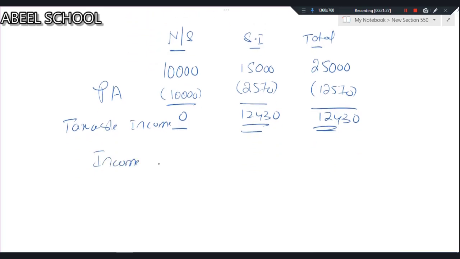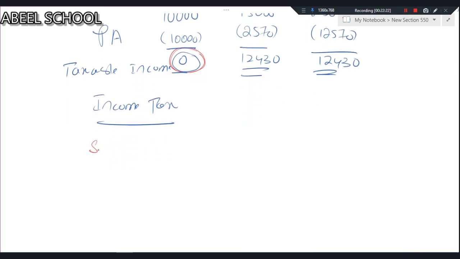Let me put the heading income tax. Now dear students, listen carefully. In this question, taxable income after deducting the personal allowance in the column of non-saving is 0, which means that the entire 5,000 starting rate band is available to this individual for saving income. This individual is entitled to get the complete starting rate band of 5,000 because non-saving did not use any of that. So for the saving income, 5,000 into 0% is obviously 0.